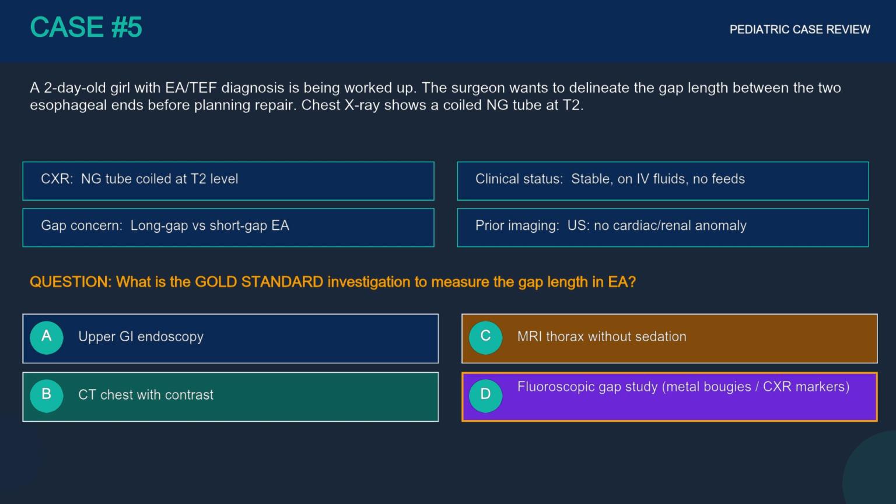She is stable on intravenous fluids with no oral feeds. The question is, what is the gold standard investigation to measure the gap length in esophageal atresia? Option A, upper gastrointestinal endoscopy. Option B, magnetic resonance imaging of the thorax without sedation. Option C, computed tomography chest with contrast. Option D, fluoroscopic gap study using metal bougies and chest X-ray markers.